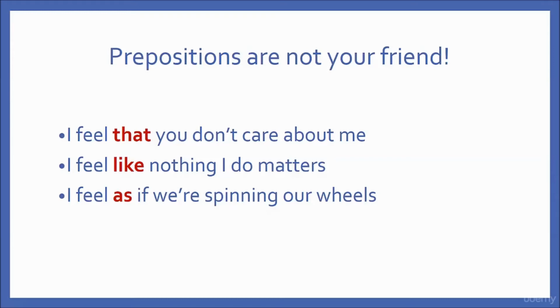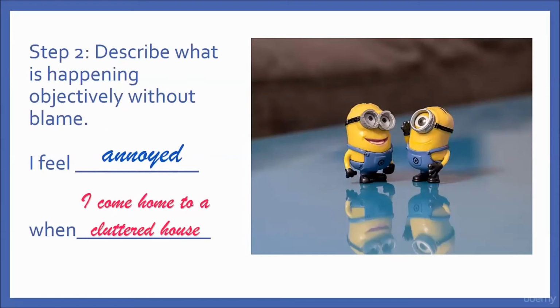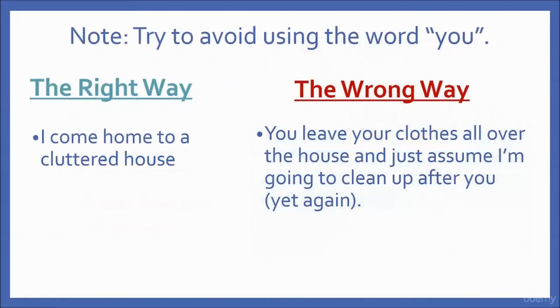Okay? Step 2, describe what is happening objectively and without blame. So moving along, I feel annoyed when I come home to a cluttered house. Nice and clear. And you notice that that's really different than complaining about what the other person did. You're describing what's happening to you. So do your best to avoid using the word you when you're doing step 2. I come home to a cluttered house is a lot less triggering than you leave your clothes all over the house and just assume I'm going to clean them up after you yet again. It's really easy to go there, just not that helpful.